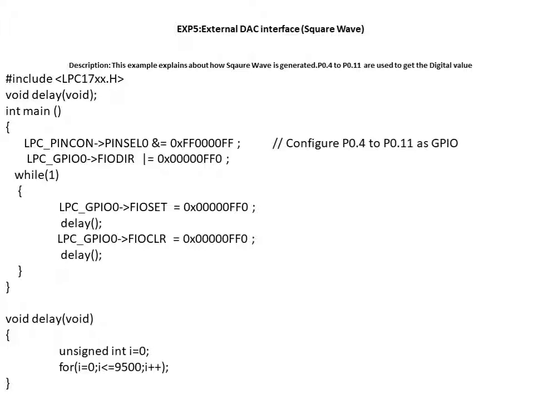So what we are doing here is creating a square wave. The same statements are being run again and again. This will create the square wave with the given delay.